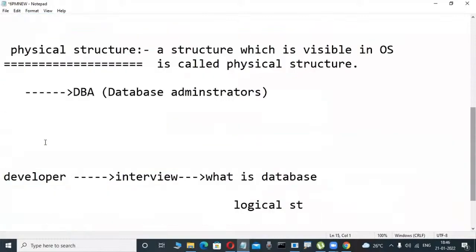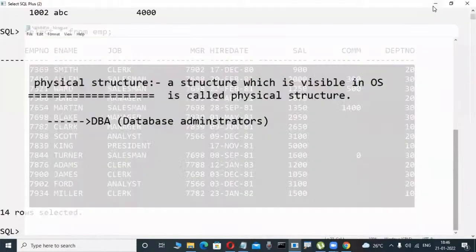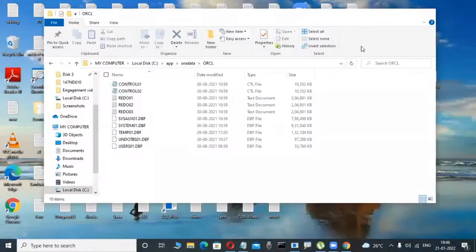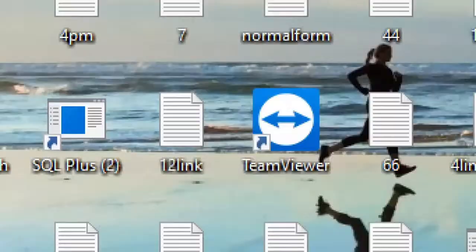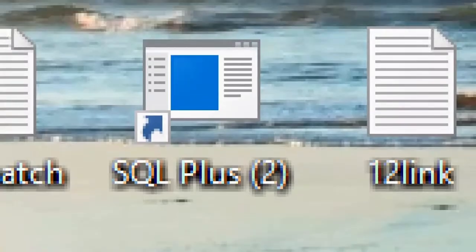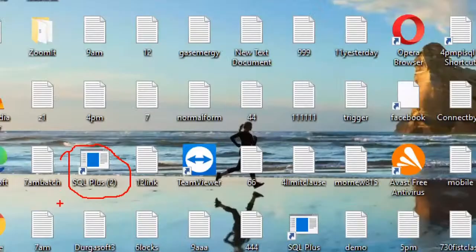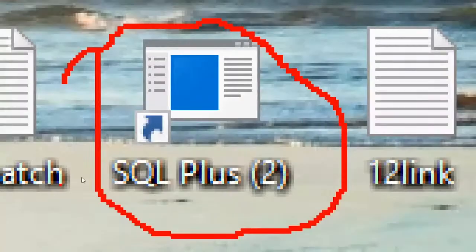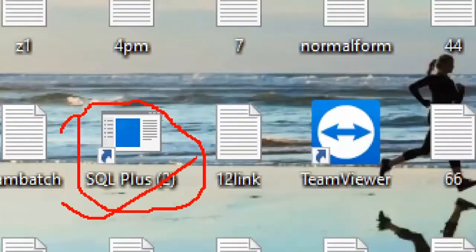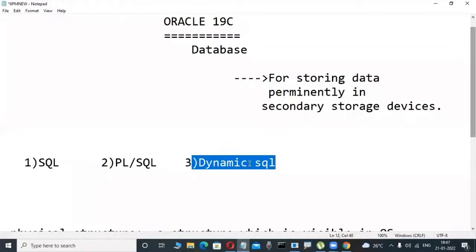Okay, fine. Now check it out. Observe it here on my screen. I'm installing Oracle. What is this one? SQL Plus is there. SQL is a language, we have an idea. PL/SQL is a language, some coding is there. Dynamic SQL is a language. Daily we are writing coding.